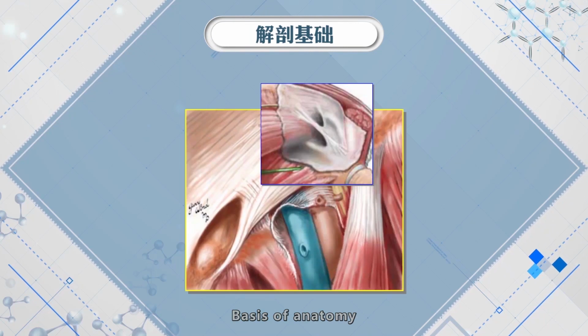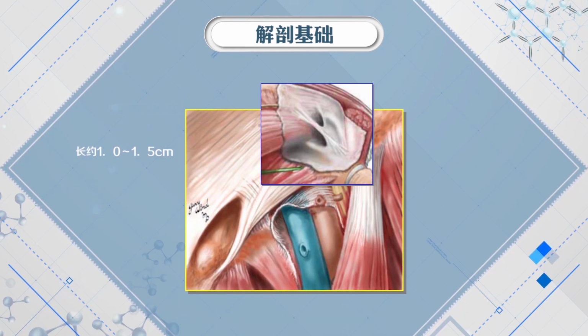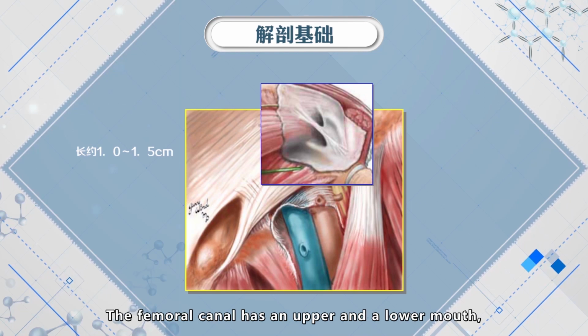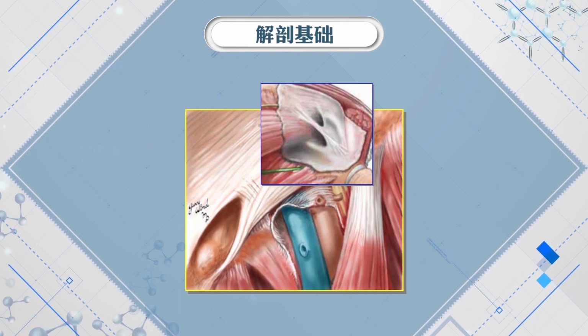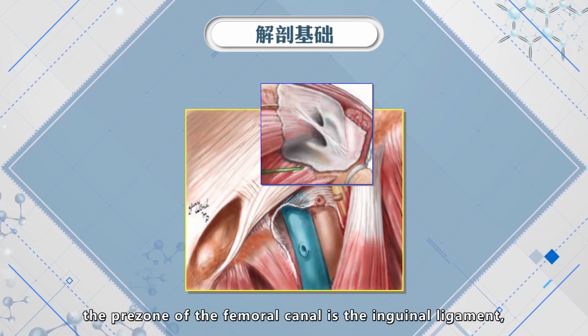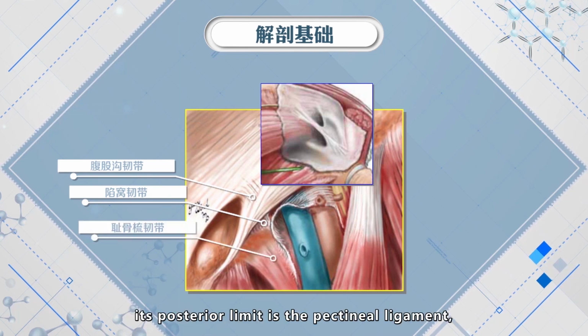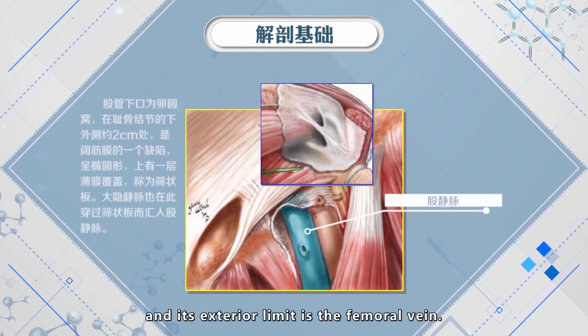Basis of anatomy. The femoral canal is a narrow and latent gap about 1 to 1.5 cm. The femoral canal has an upper and a lower mouth, where the uppermost is the oval femoral ring with a diameter of 1.25 cm. The anterior limit of the femoral canal is the inguinal ligament. Its inner limit is the lacunar ligament. Its posterior limit is the pectineal ligament, and its exterior limit is the femoral vein.